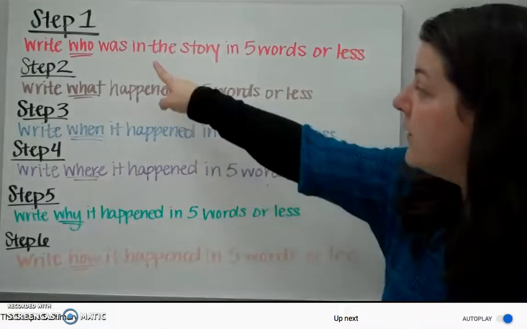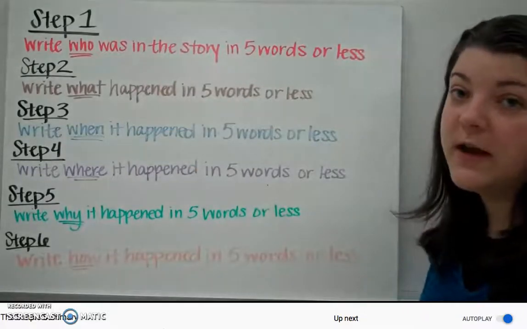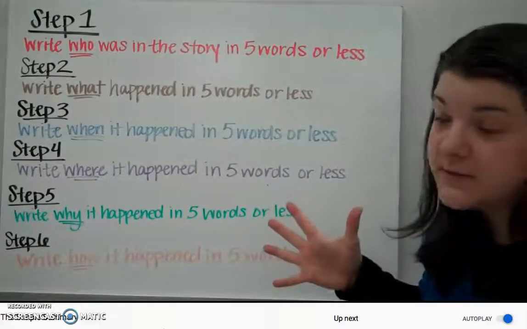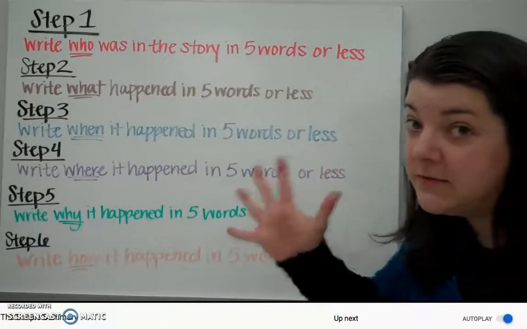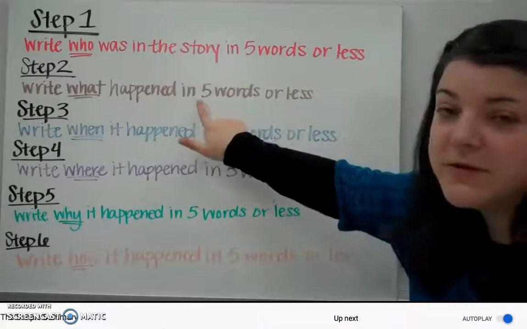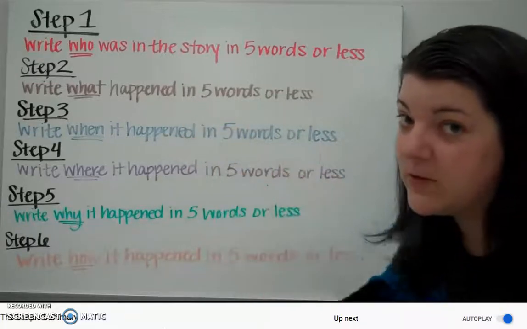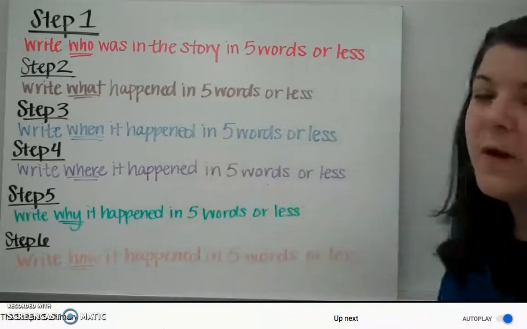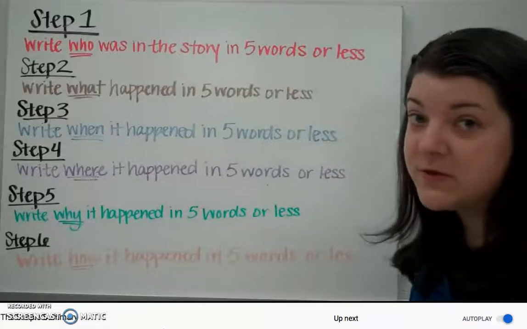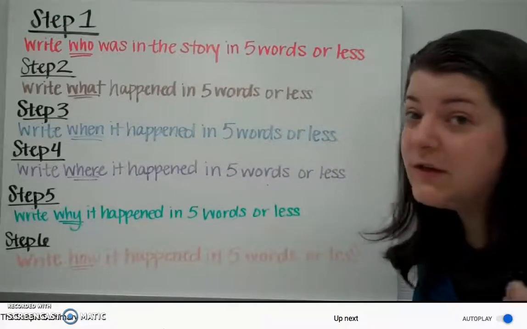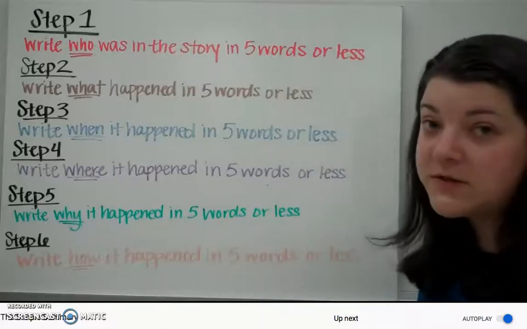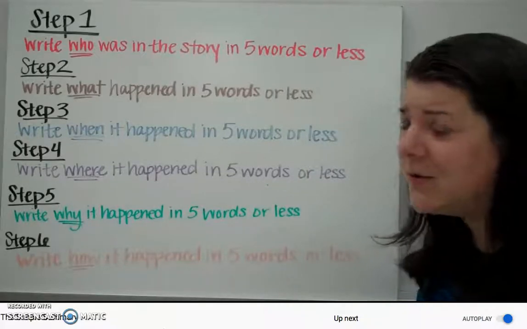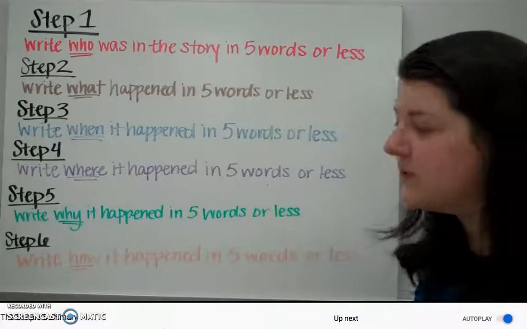So, step 1, I write who was in this story in 5 words or less. Okay, I write what happened in the story in 5 words or less. This one's going to be the hardest one to do in 5 words or less. When it happened in 5 words or less. You can probably get this one in 3 words. Where it happened in 5 words or less. Again, you can probably get this one in 1 to 2 words.